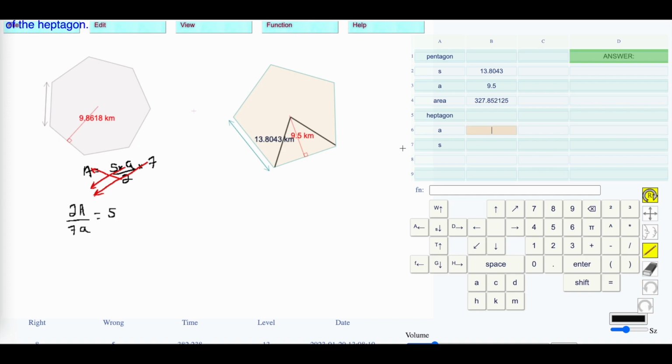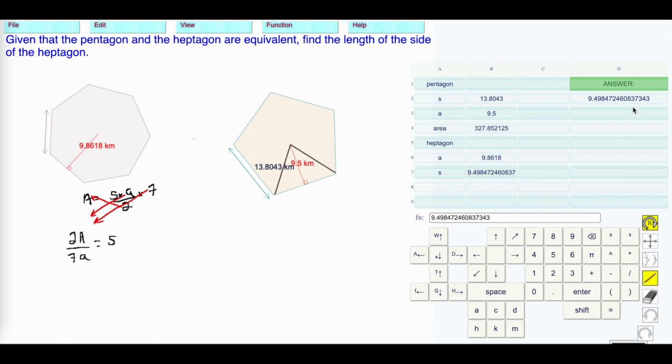For the heptagon, the apothem is 9.8618. The side length is 2 times the area of the heptagon, which is the same as the area of the pentagon, divided by 7 divided by the apothem. That gives us 9.49872. That's our answer. I'm going to paste that over here and round it, and have the 2 tell the 7 to remain a 7. And the units are kilometers. And we press enter to see if we're right.